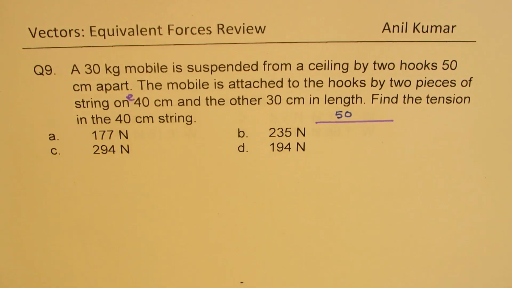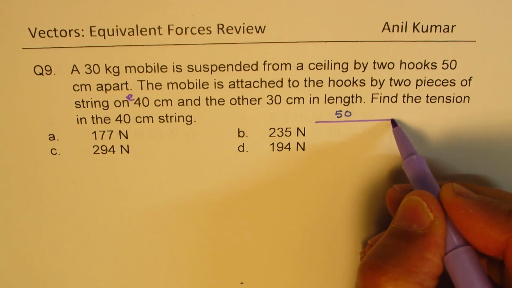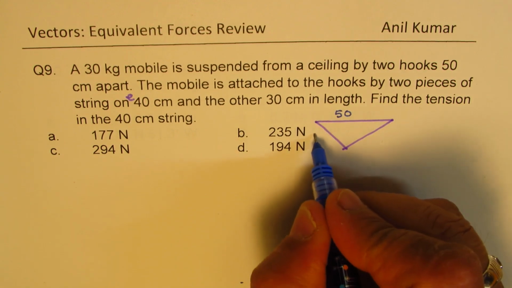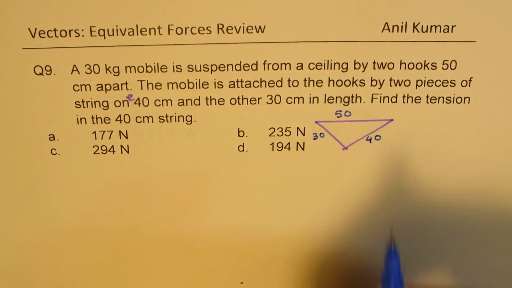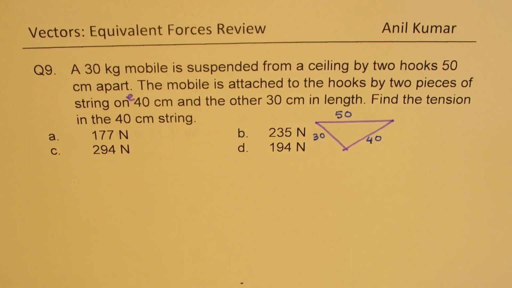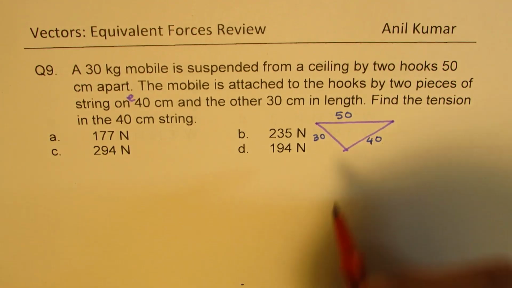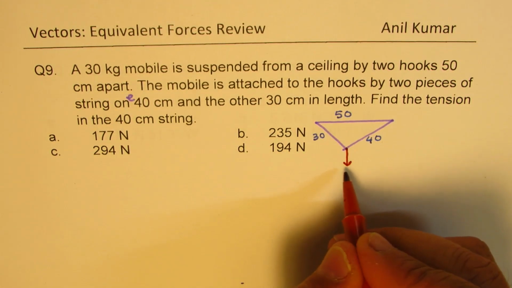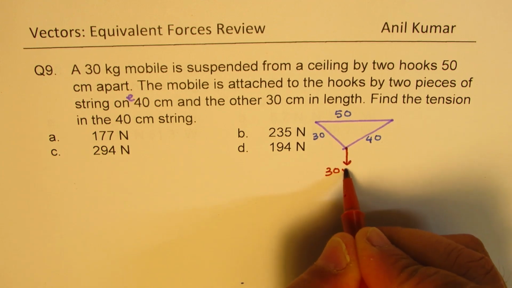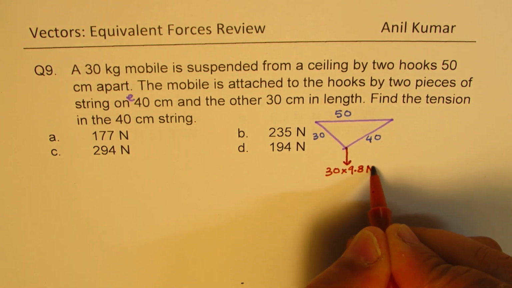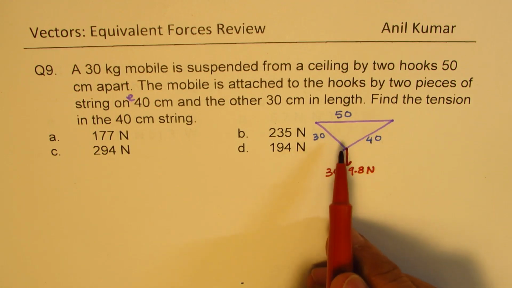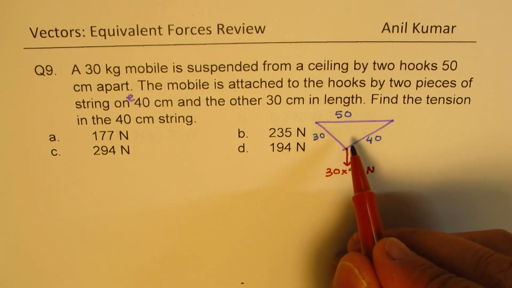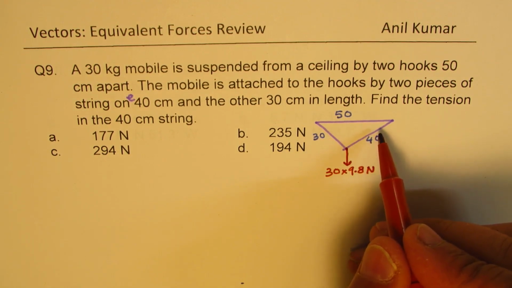We have two strings, 40 and 30 centimeters. So one of them is longer than the other. So let's say this is 30, the other one is 40. And a mobile is suspended, which is 30 kg. So when we are given mass, we have to multiply that by 9.8, right? So this one is 30 times 9.8 newtons. Clear? Now, in this example, we are given the three sides, so we have to find all the angles first.